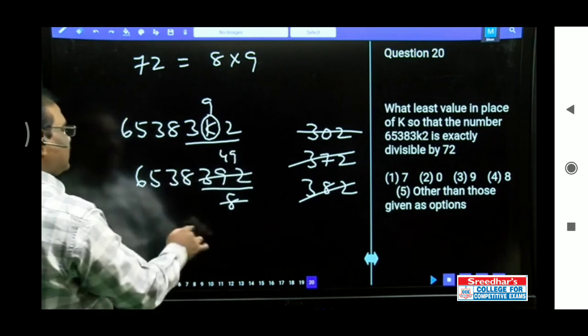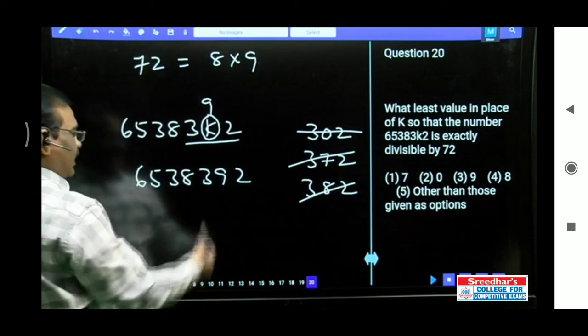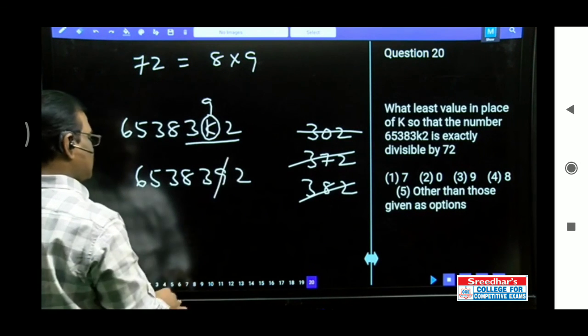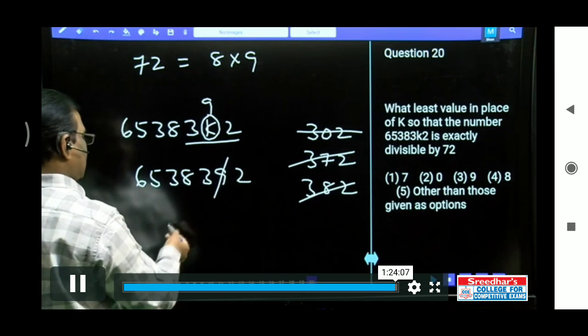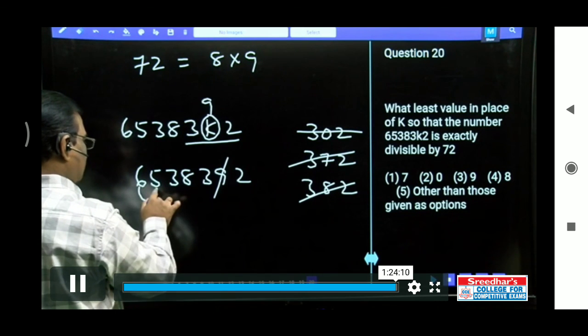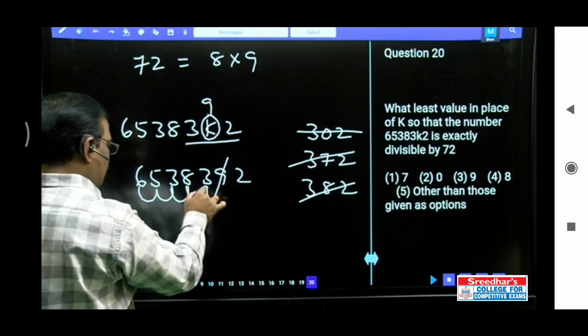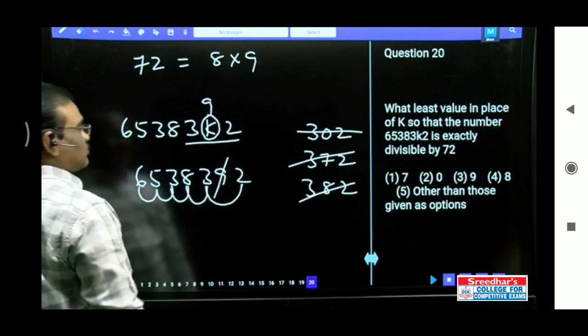ఓకేనండి, అంటే 8 క్యాన్సిల్ అయింది. ఇంకా మనకు కావాల్సింది 9 డివిజిబిలిటీ అండి. 9 డివిజిబిలిటీ అంటే సమ్ ఆఫ్ ద డిజిట్స్ చూసేటప్పుడు 9 క్యాన్సిల్ చేయొచ్చు, ఎన్ని 9s ఉంటాయి అన్ని 9s. నెక్స్ట్ 6 plus 5 11, 11 plus 3 14, 14 plus 8 22, 22 plus 3 25, 25 plus 2 27. Sum of the digits is divisible by 9 అవుతుంది.